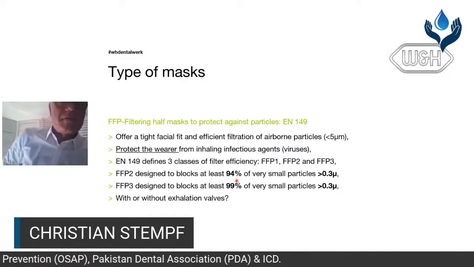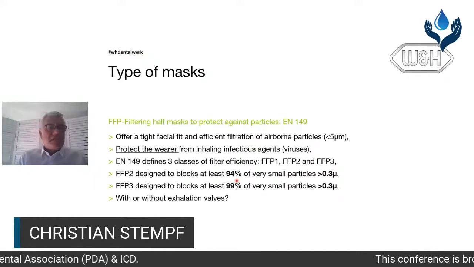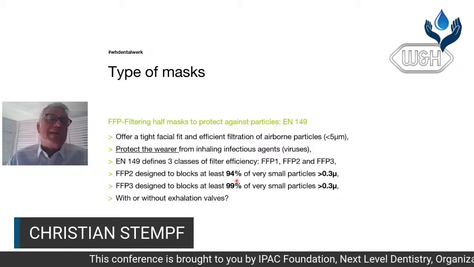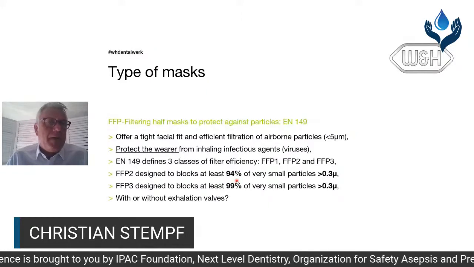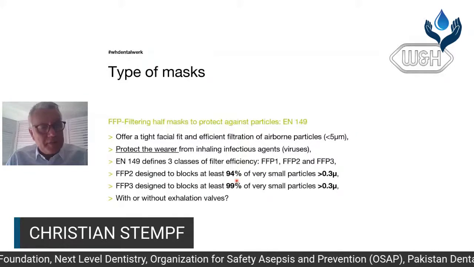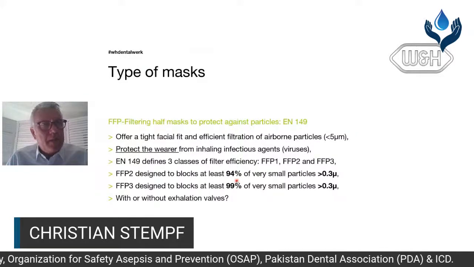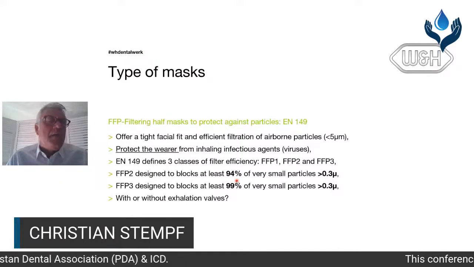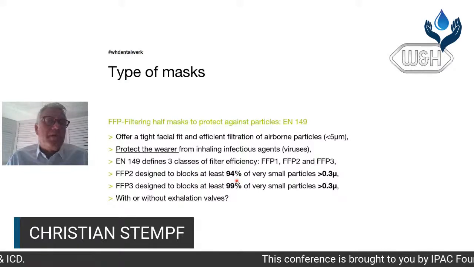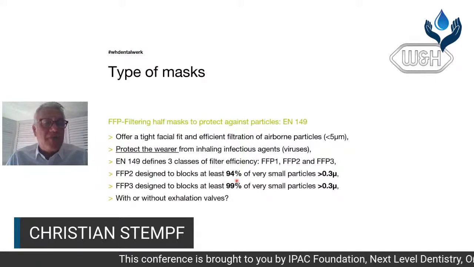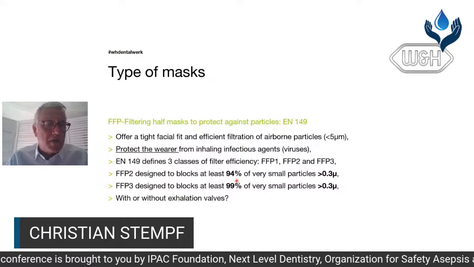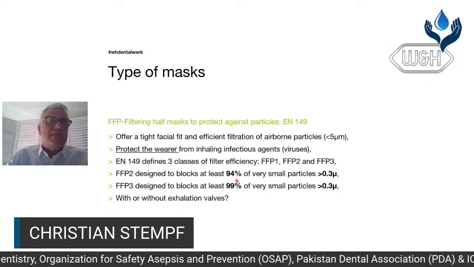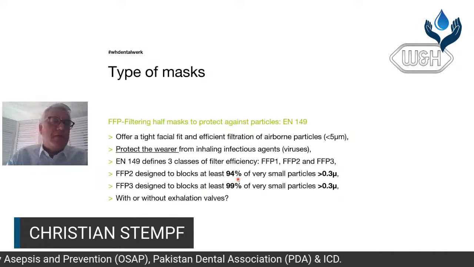With or without exhalation valve. An exhalation valve is quite nice because breathing is not so easy. But the problem is when you exhale your air, it will not filter. So basically the patient can be infected with your own microorganisms. I've read in the literature that you might wear an FFP mask with exhalation valve, but then on top of it, you put a surgical mask. To me, it's a bit ridiculous. So I would recommend using FFP2 minimum without exhalation valves.